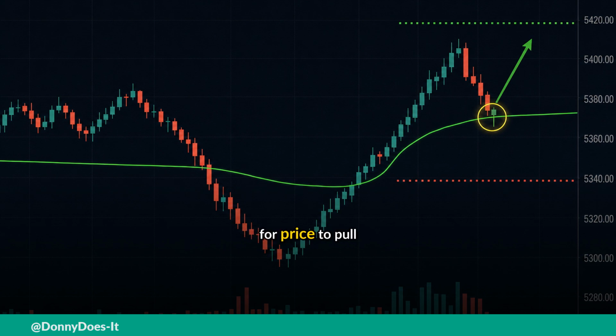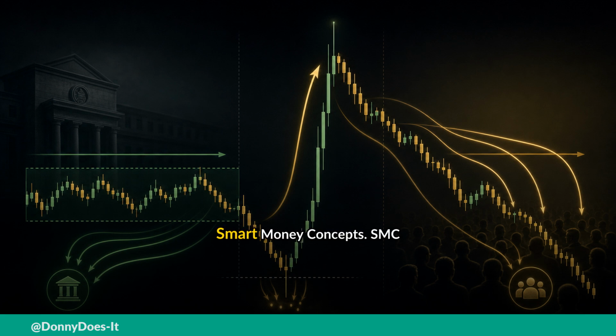Here's my core VWAP setup. I wait for price to pull back to VWAP from above. I need a rejection candle, either a hammer or a bullish engulfing right at the VWAP line. I enter long when that candle closes. My stop goes 4 to 6 points below VWAP. My first target is the prior high. My second target is a 2R move, which means twice my risk. I have taken this exact setup over 300 times across 2 years, and it works at roughly a 58% win rate.